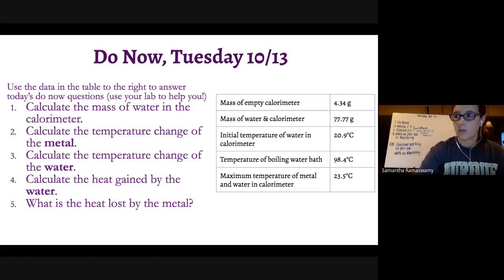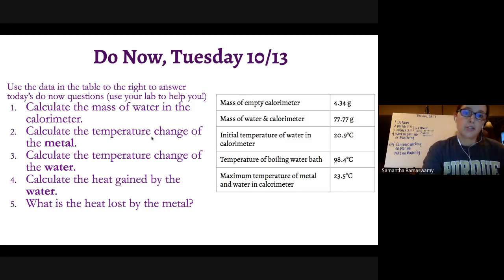When you subtract them, and again, I'll put the answers up once we've gone through all of them, you do 77.7 minus 4.34. You should get 73.43 grams. So there's 73.43 grams of water in the coffee cup calorimeter. Then number two says calculate the temperature change of the metal. So 2 and 3 are two different calculations.